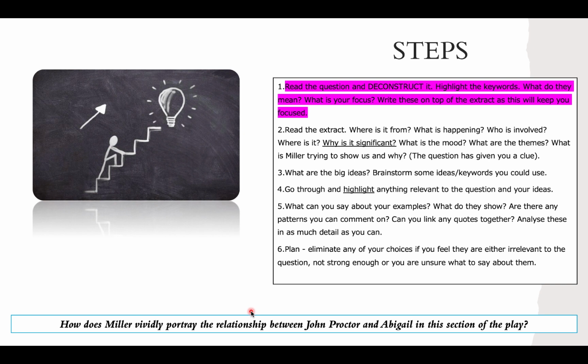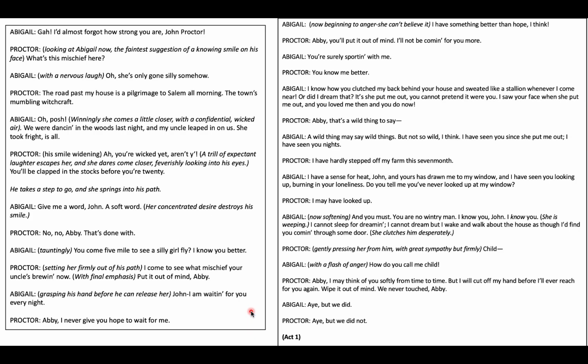So this is the extract that we are going to be using today. We have the extract here, and then we have where it's from. It's from Act 1. We can see that at the bottom. This is the first time that we see Abigail and John Proctor together. This is where John enters the scene and the other girls leave. Betty is there, but she's asleep, she's unconscious.